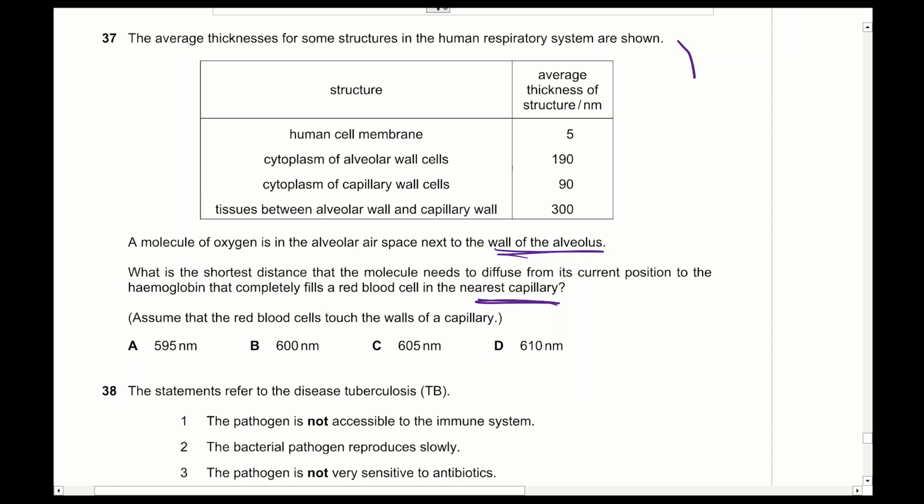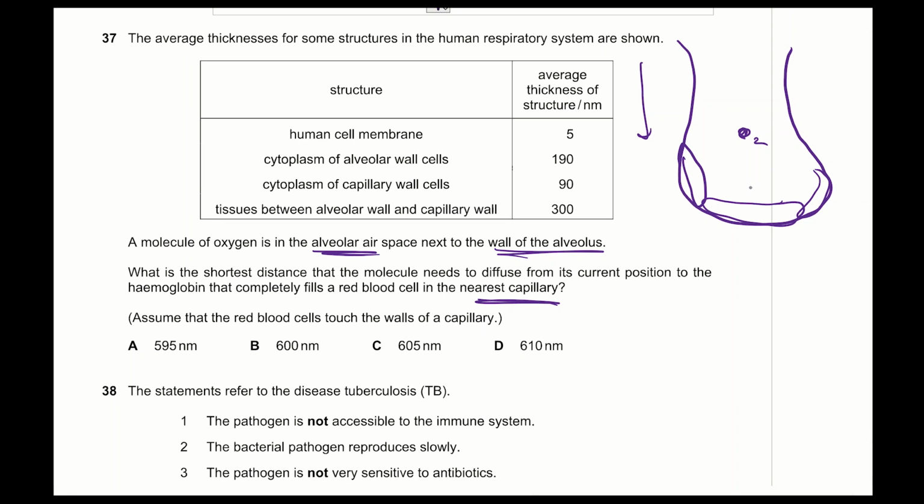So let's draw the pathway out just to make things easier. So the molecule of oxygen is in the alveolar airspace, so it's moving from the alveolar airspace into the capillary. So this is the alveolar airspace. We know that the alveoli are made of squamous epithelial cells. So let's draw out these squamous epithelial cells. Therefore, to start with, if the oxygen molecule is here, it's going to have to move through two cell membranes just to exit the alveoli.